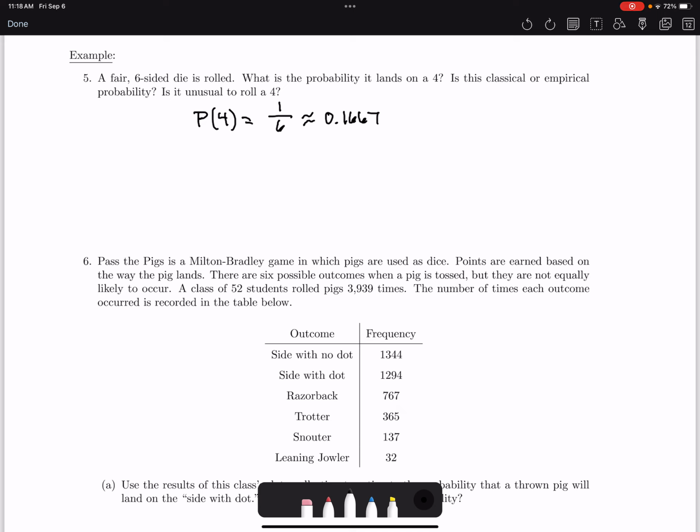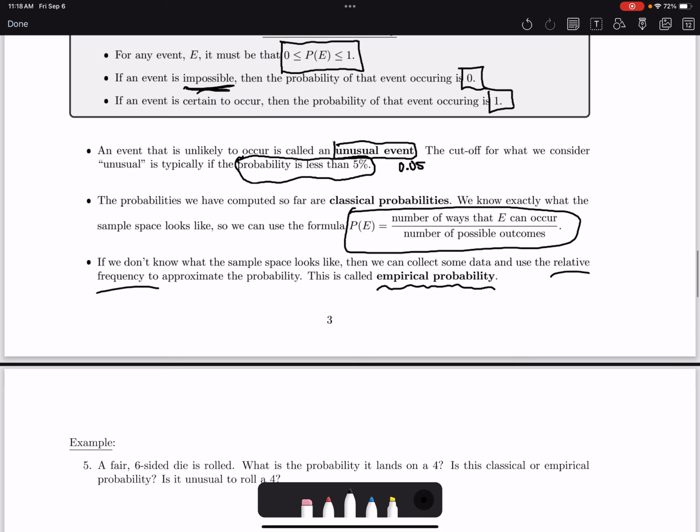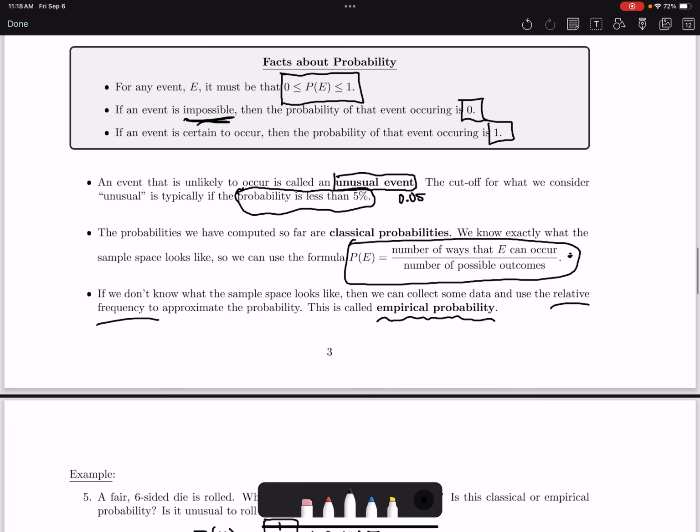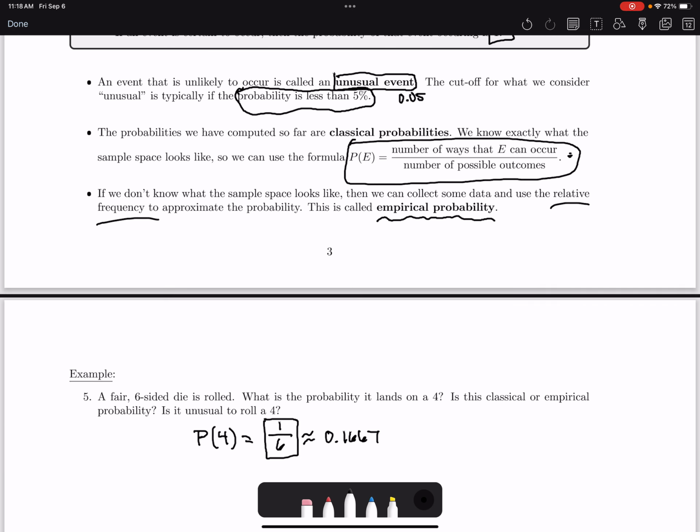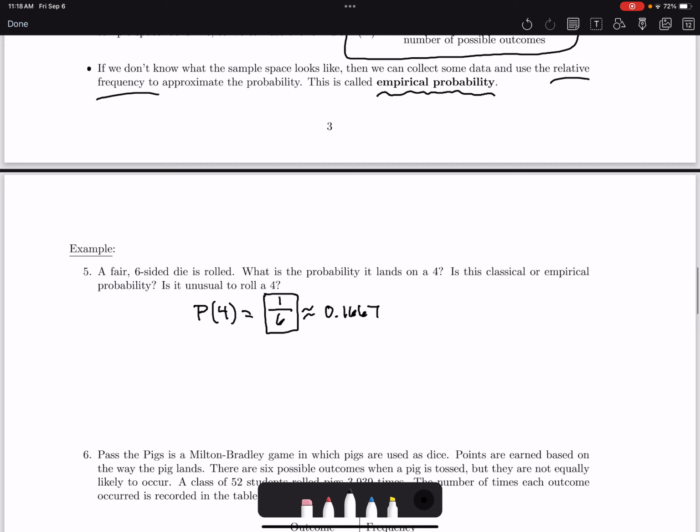Now the follow-up question: is this classical or empirical probability? The answer is, it's classical probability, because we knew exactly what the sample space looked like. We knew that the die had 6 numbers on it: 1, 2, 3, 4, 5, and 6. And so we could use this formula to calculate the probability. We just counted up the number of ways to roll a 4, which is 1, and divided by the total number of outcomes, which is 6. So this is classical probability.